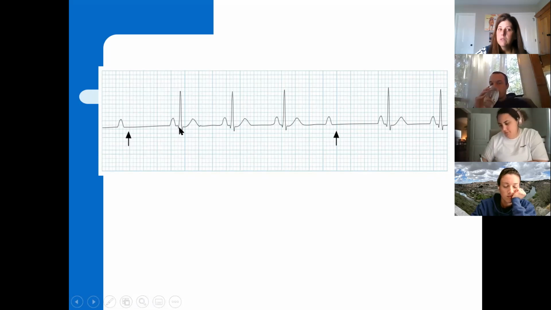So that's really a big difference. My PR is going to measure normally, but every so often I'm going to have a P but no QRS. So that is second degree type 2.